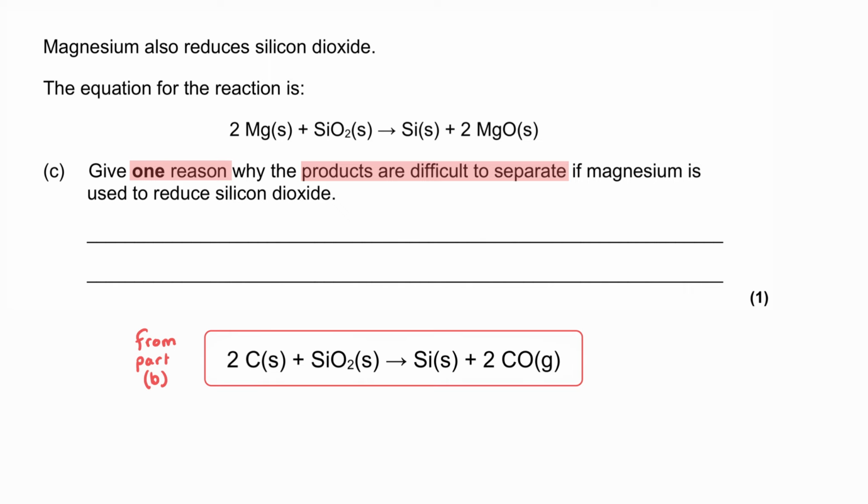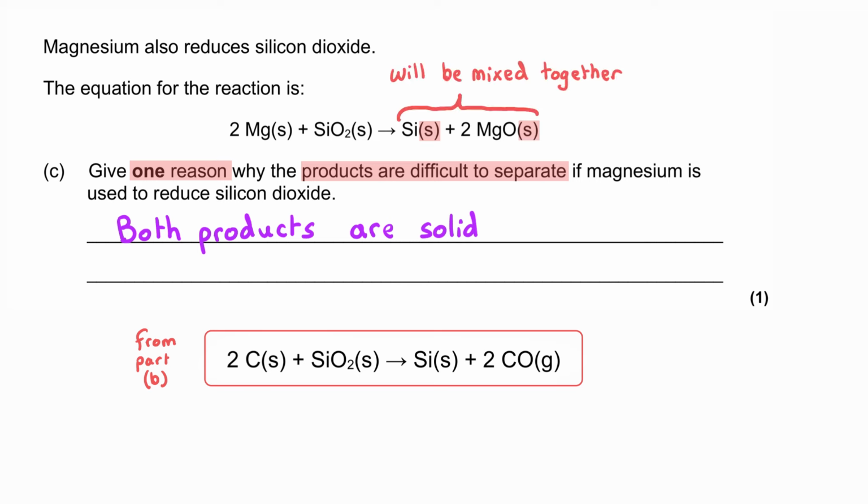And when we look at the product, we see that we produce silicon in the solid state, just like in the carbon equation, and we produce magnesium oxide in the solid state, whereas when we used carbon, we produced carbon monoxide, which was a gas. And so the difficulty arises in this case because both of our products are a solid. And that means, how do we separate one solid from another?